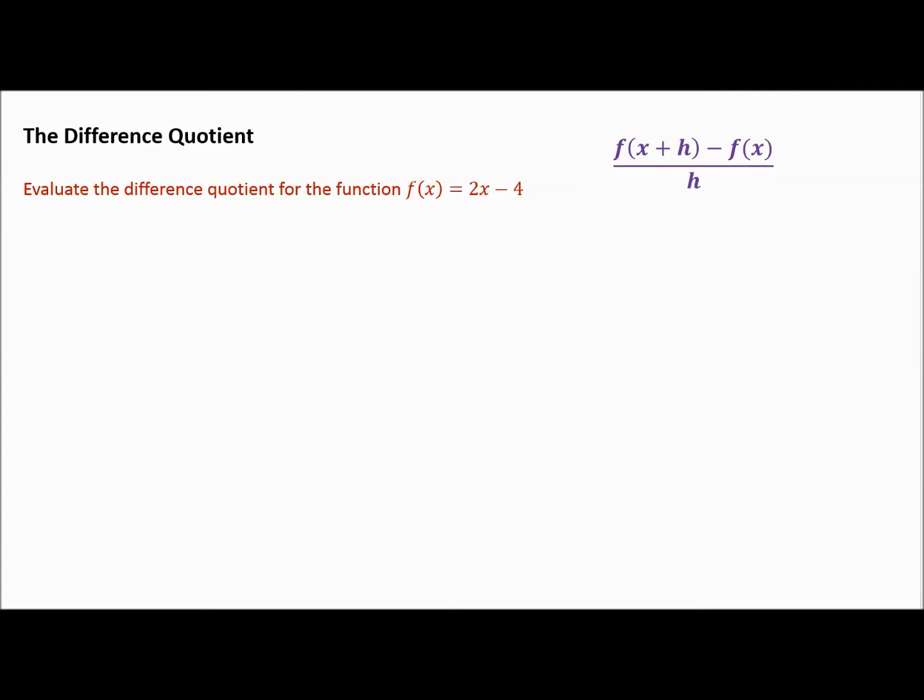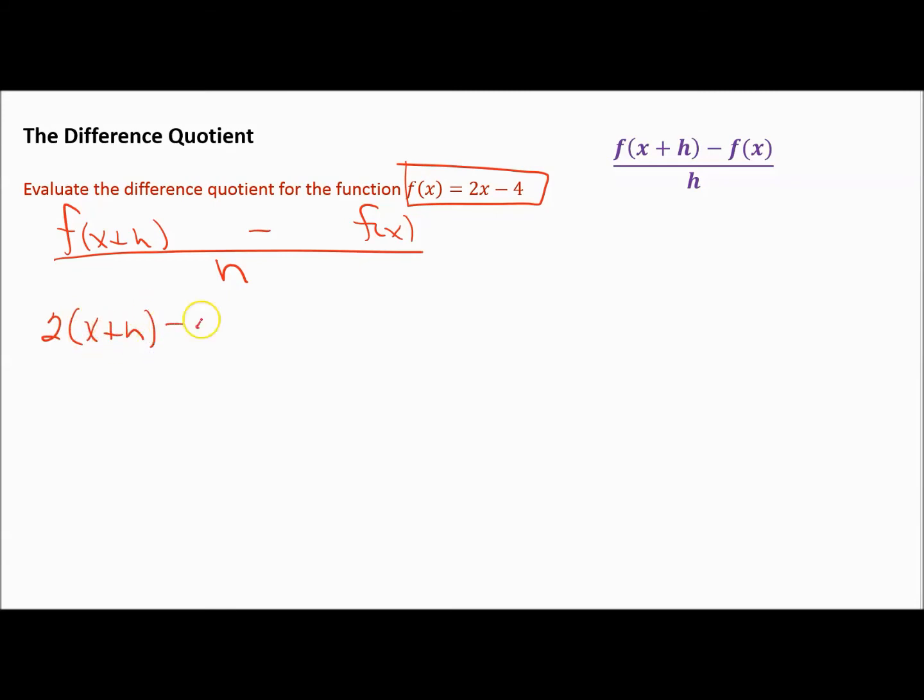Okay, so once again, I have the formula. I'm just going to rewrite it. F of x plus h minus f of x, and that's all divided by h. So we're given the function 2x minus 4. So I'm going to say 2 times x plus h minus 4. Now that alone is just f of x plus h. Minus, and then our f of x, always put parentheses around your f of x because you're subtracting that and you're going to need to distribute over h.